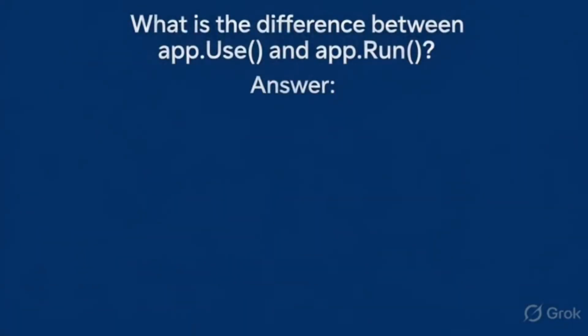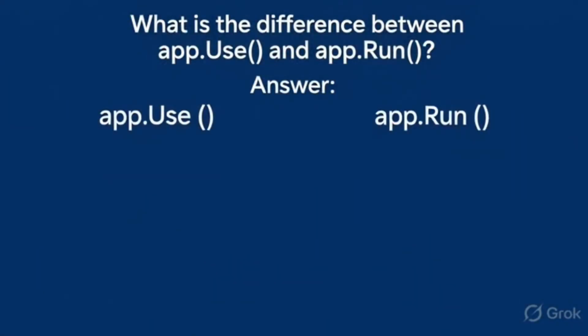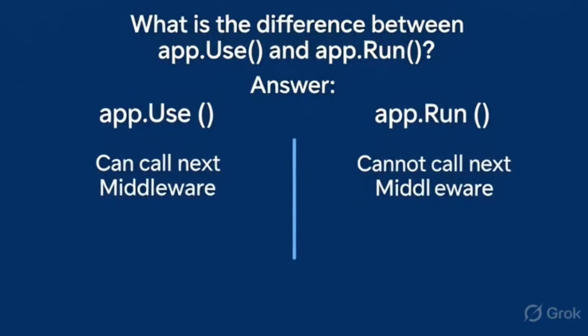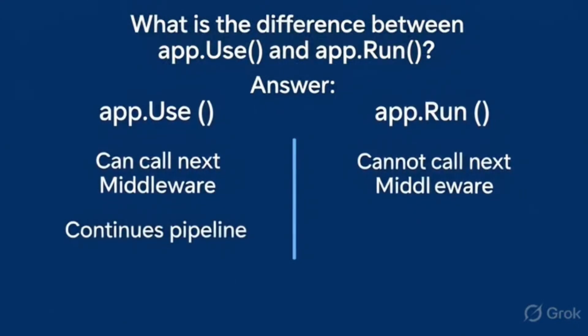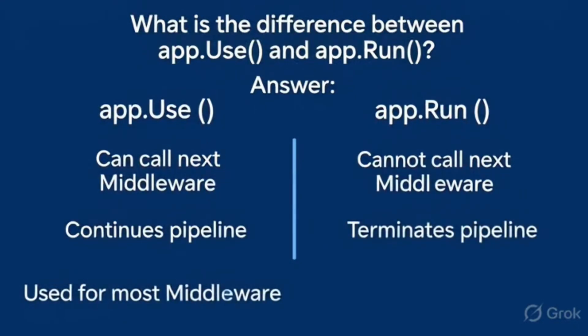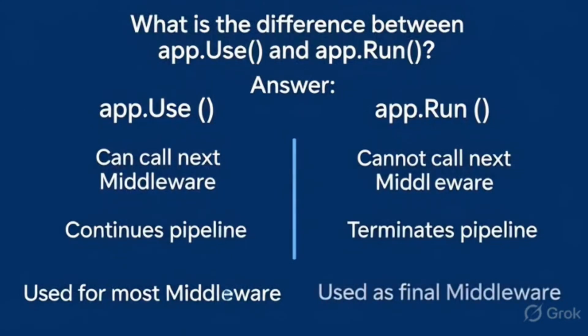What is the difference between app.Use and app.Run? App.Use can call the next middleware and continues the pipeline. It is used for most middleware. App.Run cannot call the next middleware and terminates the pipeline. It is used as the final middleware.